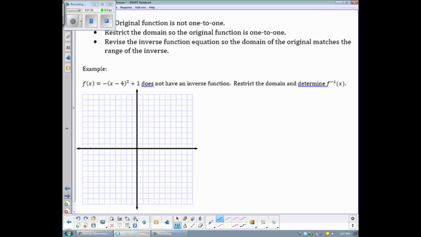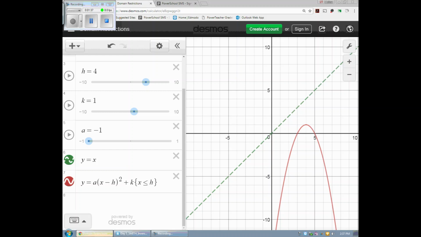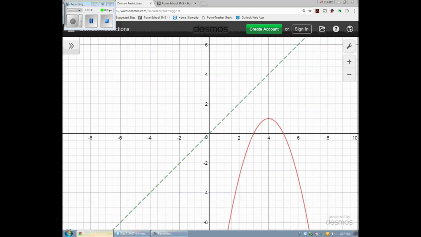So what are we supposed to do if a function is not one-to-one? What we're going to look at here is this quadratic function, f of x. And I've already got the graph pulled up. Here's the graph of the function. This is Desmos. If you haven't used it before, it's free. I've talked about it in class. But if we notice, this quadratic does not pass the horizontal line test. So what we want to do is restrict the domain.